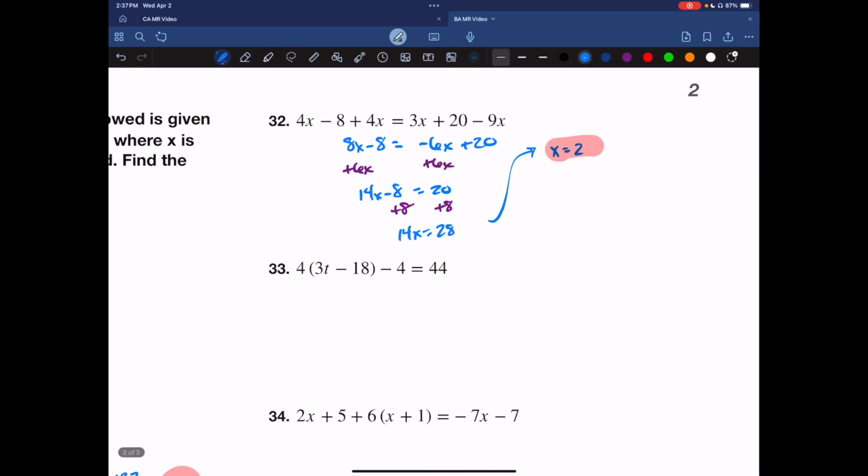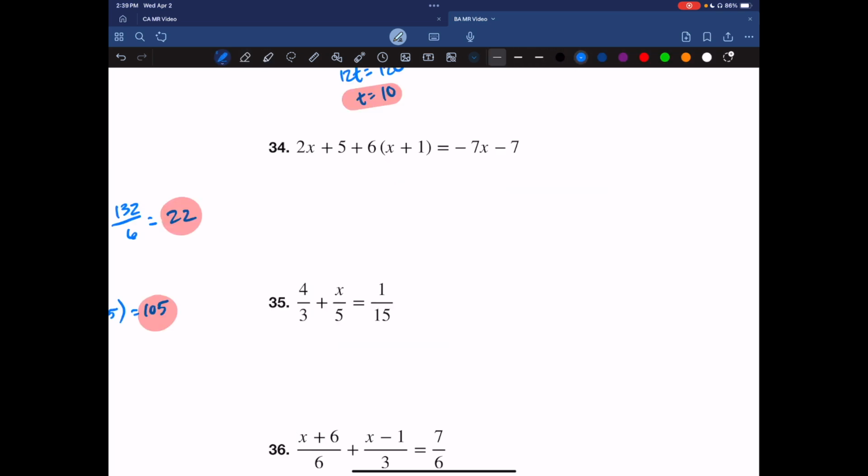Okay, number 33, I'm going to distribute. So that's going to be 12t minus 4 times 18 is 72. Minus 4 equals 44. That's going to be 12t minus 76. I'm going to add 76 to both sides. 12t equals 120. T equals 10.